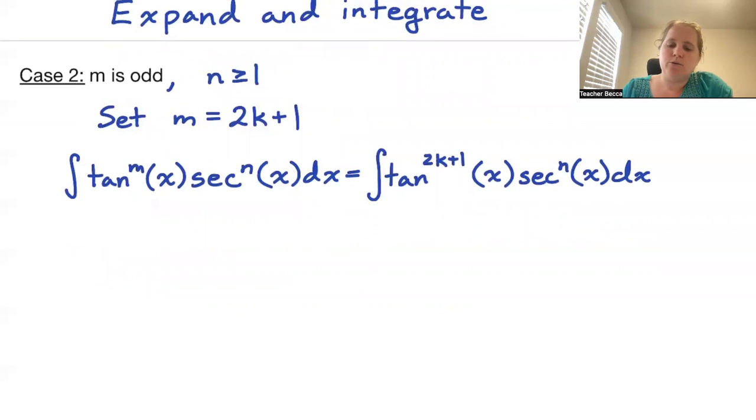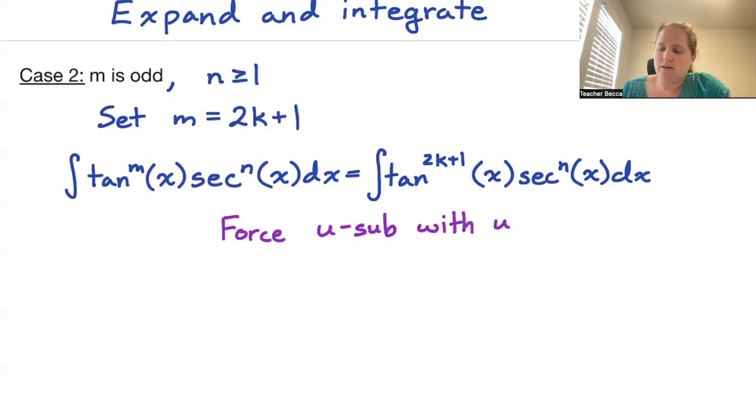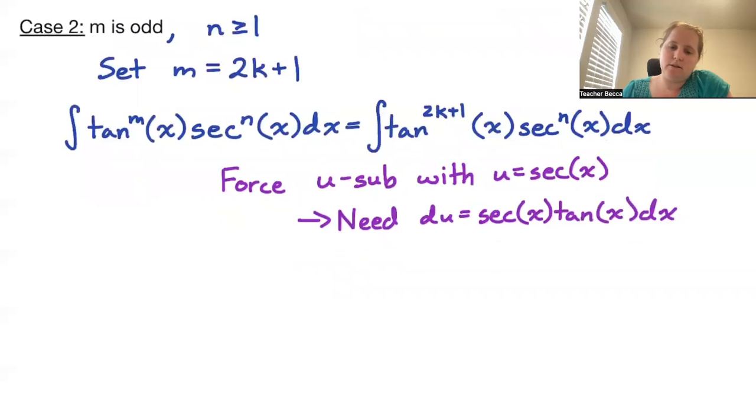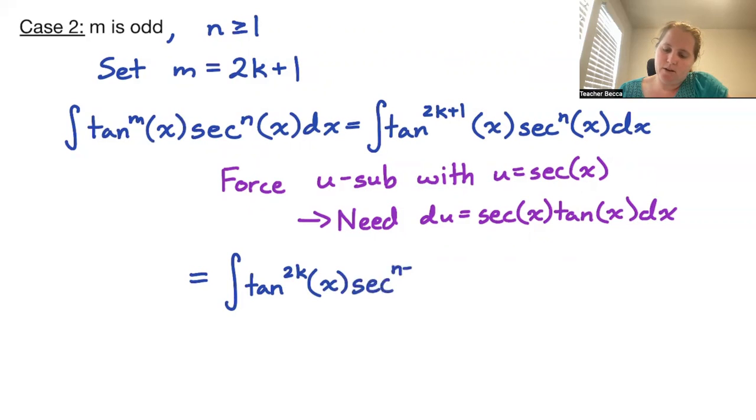At this point, we are going to force the other possible u substitution here. So we are going to force u sub with u equaling secant of x. Doing so means we need du equals secant x tan x to fall out. So we are going to peel off one tangent and one secant to force this format. So we are looking at the integral of tangent of x, tangent to the 2k of x times secant to the n minus 1 of x, and then we peeled off one tangent of x and one secant of x dx.